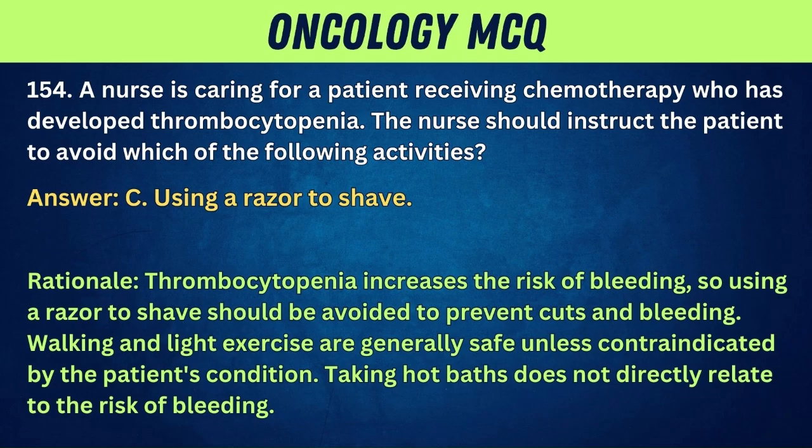Answer: C. Using a razor to shave. Rationale: thrombocytopenia increases the risk of bleeding, so using a razor to shave should be avoided to prevent cuts and bleeding. Walking and light exercise are generally safe unless contraindicated by the patient's condition. Taking hot baths does not directly relate to the risk of bleeding.